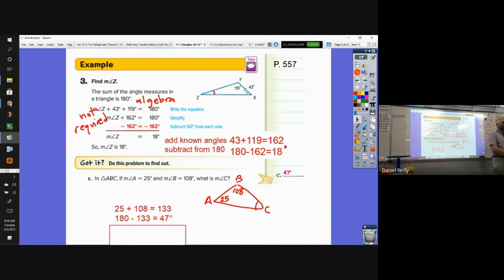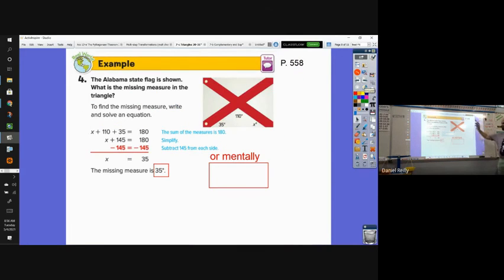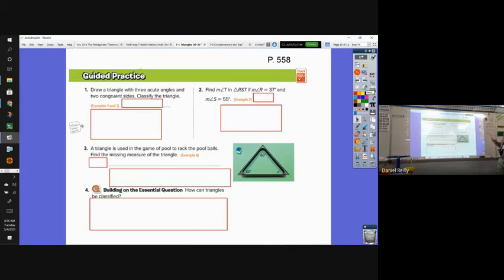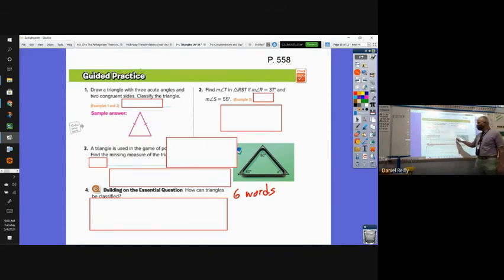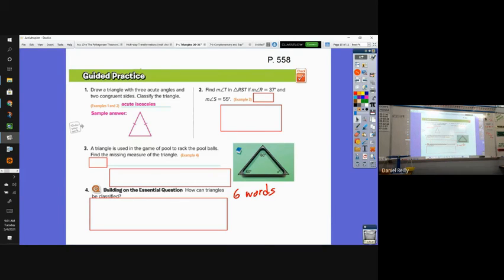Okay? So the three angles of a triangle always add up to 180. Now, there's another question here with this picture. I'm going to skip that one. Go to the guided practice here on page 558. Okay? So your triangle here should look something like that. Two sides have to have the same number of tick marks on them. And this is an acute isosceles triangle. Three acute angles and two sides the same length.